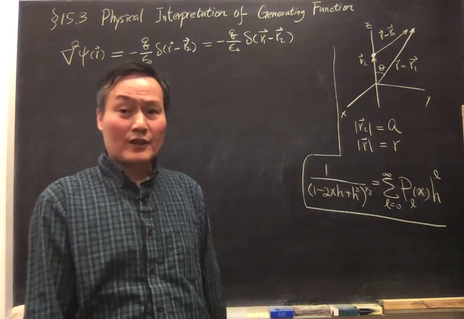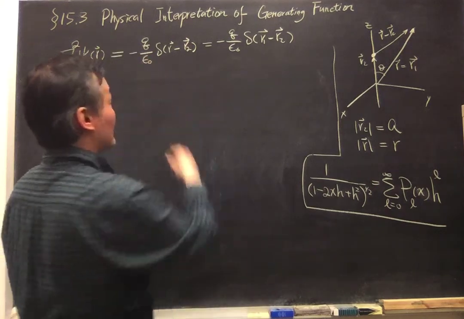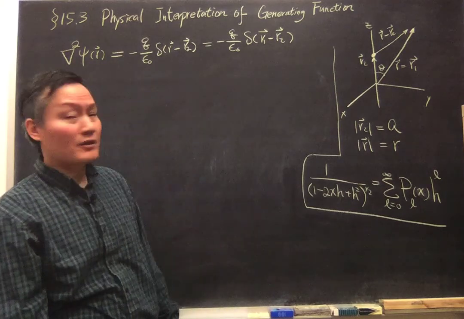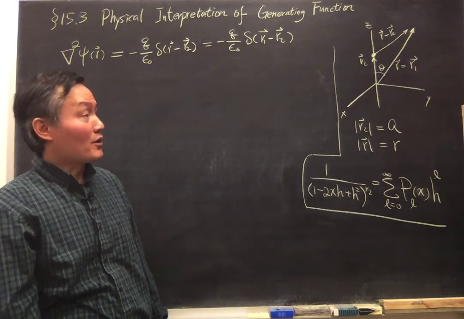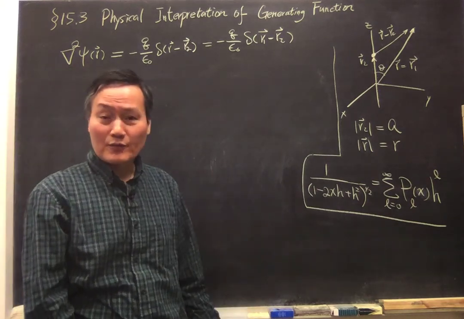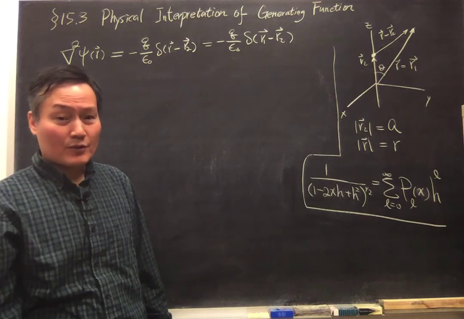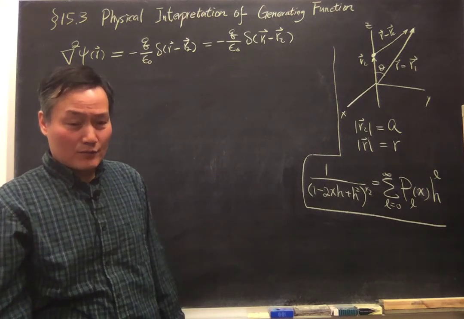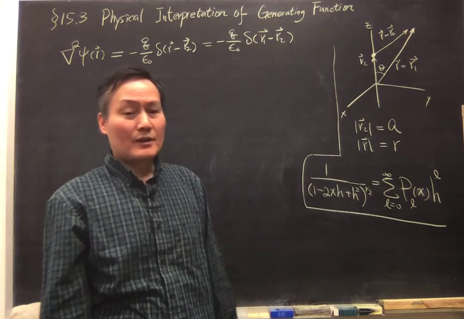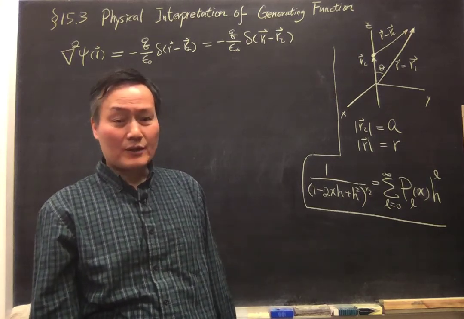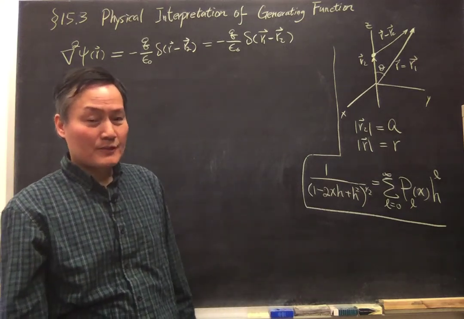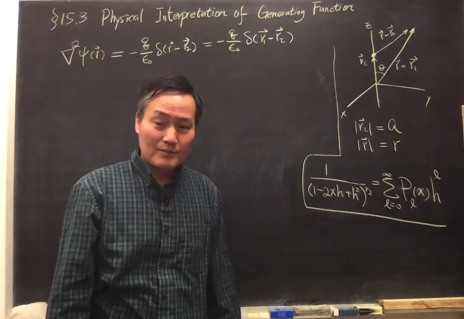Okay, we are in section 15.3. We're talking about the physical interpretation of the generating function for the Legendre polynomials. It is a continuation from the last section, where we talked about Legendre series, which is one way to express the solutions for the Laplace equation or Poisson equation. In one situation, the Poisson equation is the electrostatic problem.